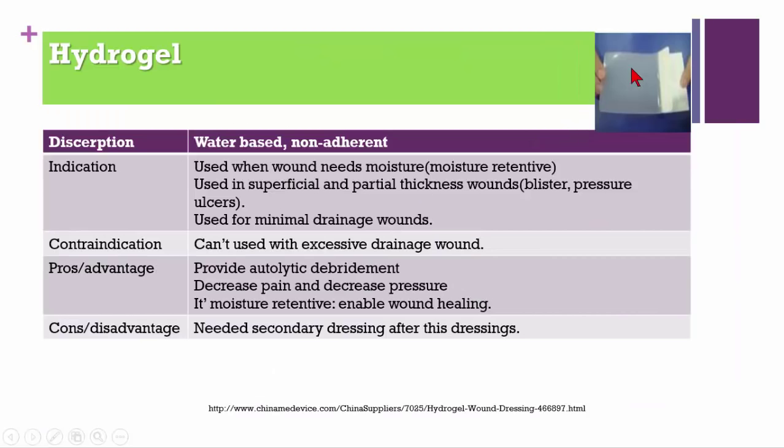Let's see hydrogel dressings. It is water-based and non-adherent. What is the indication of hydrogel dressing? It is used when the wound needs moisture, meaning a moisture retentive environment is needed; at that time we use hydrogel. It is used in superficial and partial thickness wounds like blisters, pressure ulcers, etc. It is also used for minimal drainage wounds.